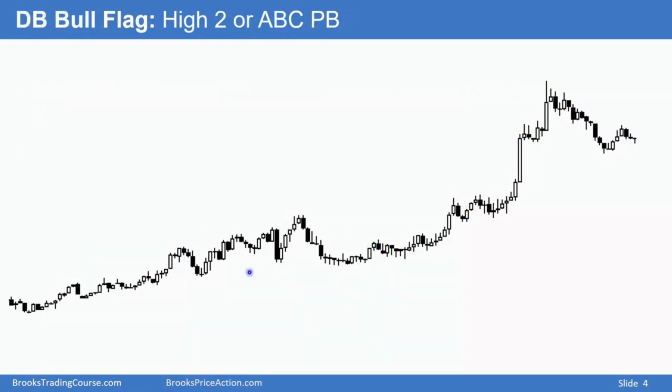Here we have a bull trend, a fairly broad channel here, but fairly strong bull trend here. A double bottom, so it's a high 2 buy, a high 2 bull flag, a double bottom bull flag. So a pretty strong bull breakout. You can buy above that bar. You can buy above any of these bars for trend resumption up. Anytime I see a double bottom, I think of it as a high 2 bull flag.